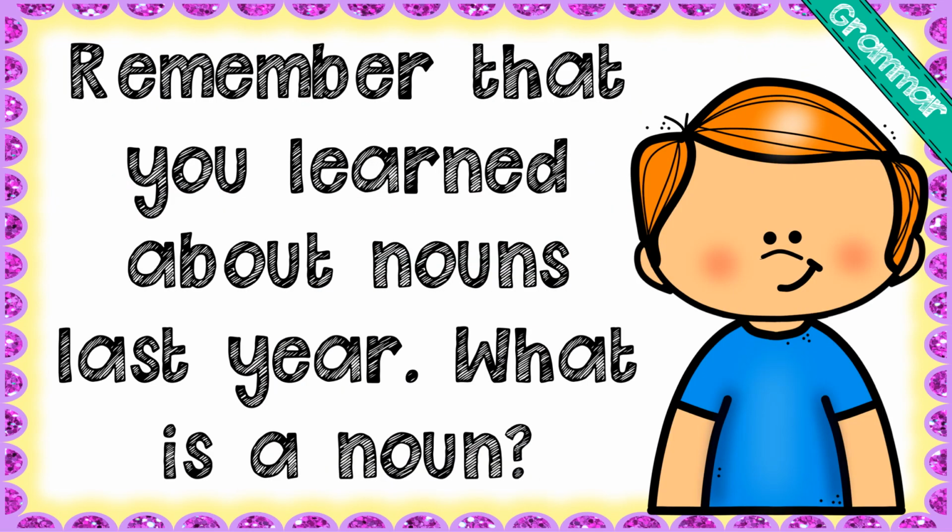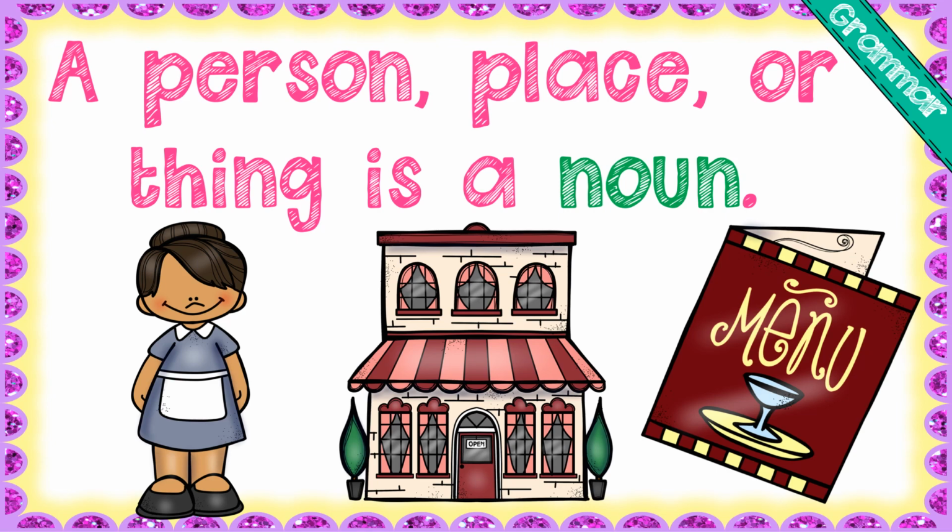Now remember, you've learned about nouns this year and last year. What is a noun? A noun is a person, place, or a thing. Now in second grade, we kind of touch on a noun being an idea. Like if you talk about love or happiness, happiness makes the world go round. Love makes the world go round. So when you use love or happiness in the place of a person or a thing, then that idea becomes a noun.